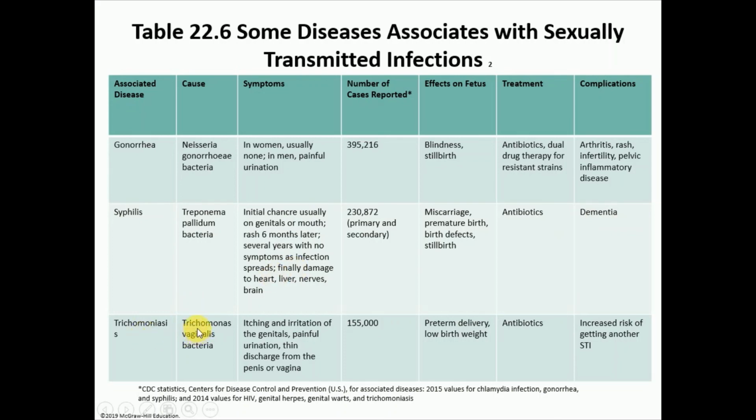Trichomoniasis is an infection by Trichomonas vaginalis. It leads to itching, discharge. Because the name is vaginalis does not mean it only occurs in females. It can occur in both males and females. In females, if there is a pregnancy, it can lead to preterm delivery and low birth weight. It can be treated with antibiotics, but there is an increased risk of getting other STIs. And that concludes the reproductive system.